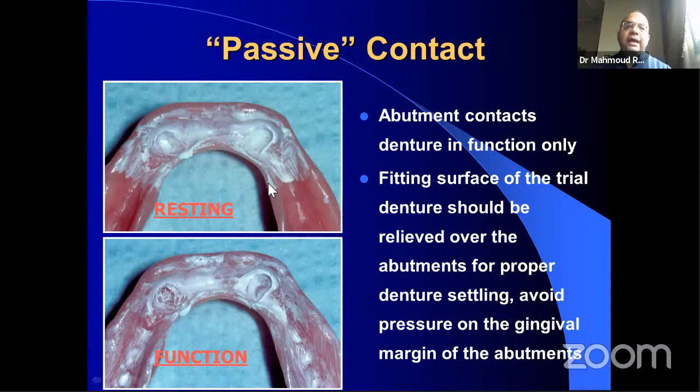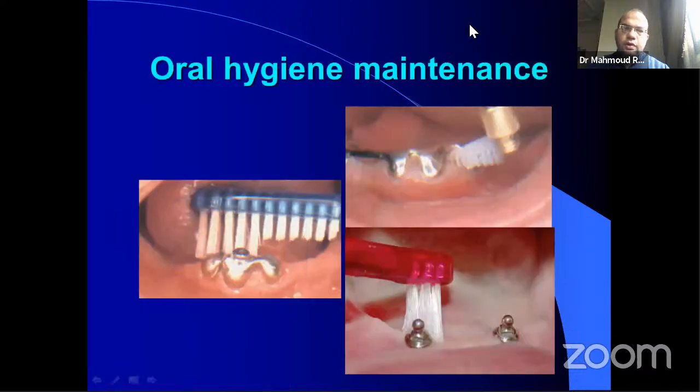Then we apply a layer again of pressure indicating paste, and we must have this shape. We have here an even layer of the pressure indicating paste, indicating that the denture fits passively inside the patient's mouth. Oral hygiene maintenance: the patient must be aware and educated about oral hygiene maintenance and using special brushes like these in order to clean well around the attachments and the copings and under the bars.